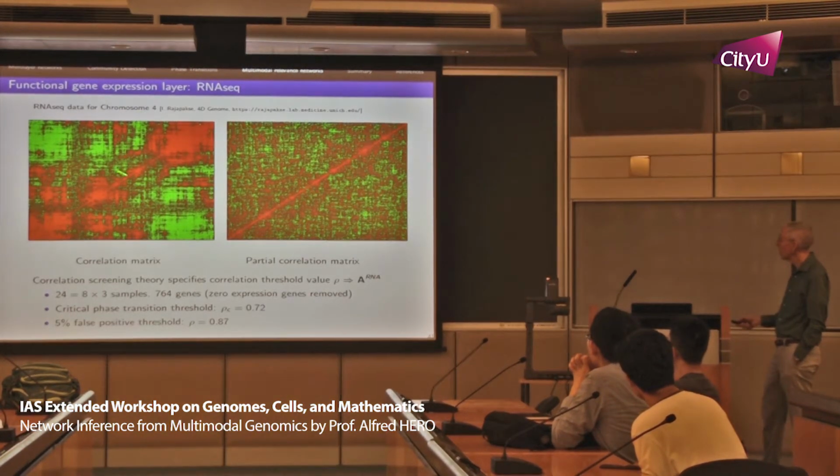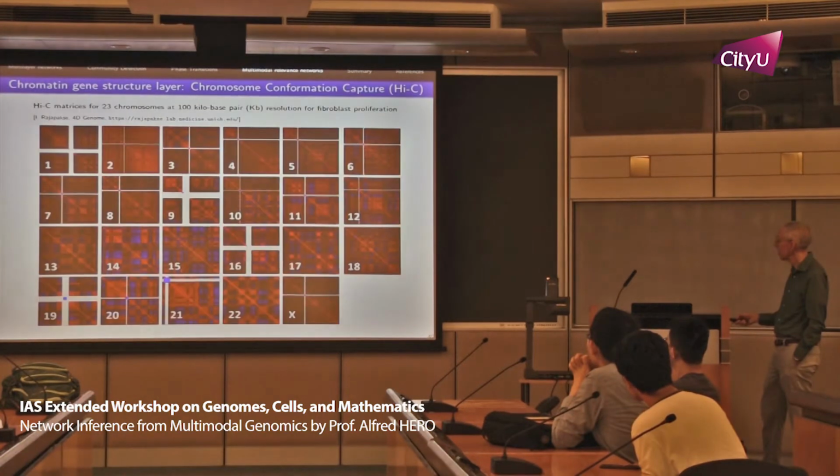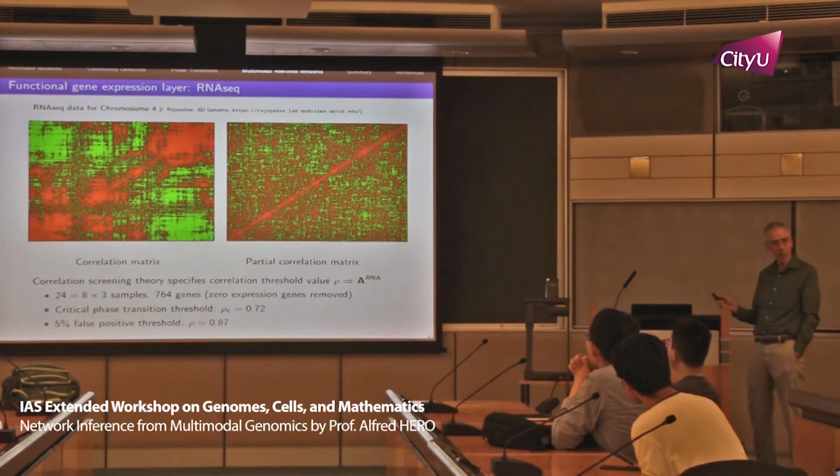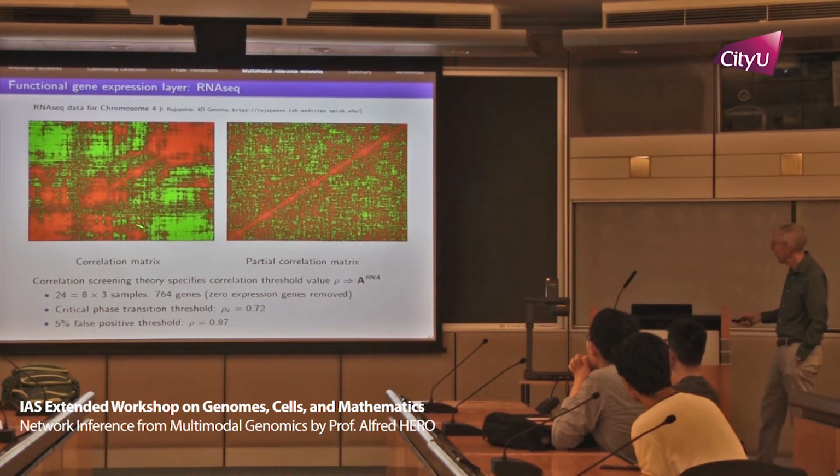Likewise, we have a functional expression layer. So this is the chromatin gene structure layer, and this is the functional expression layer. This is the correlation matrix of gene expression. This is just for chromosome 4, because I didn't want to show the entire genome here. And this is the partial correlation matrix that I didn't explain, and I'm not going to explain any further because I don't have the time.